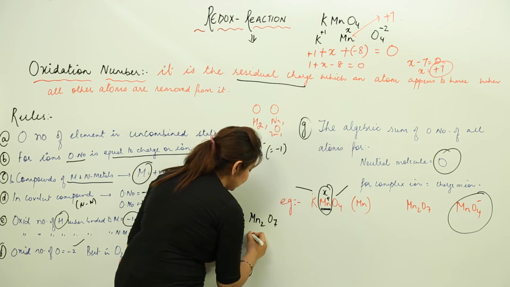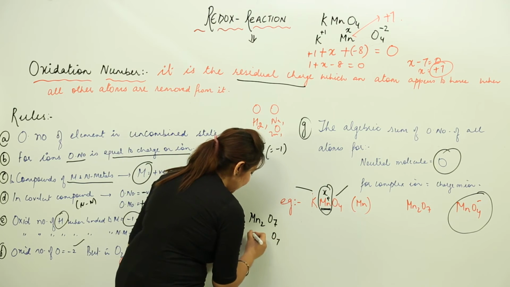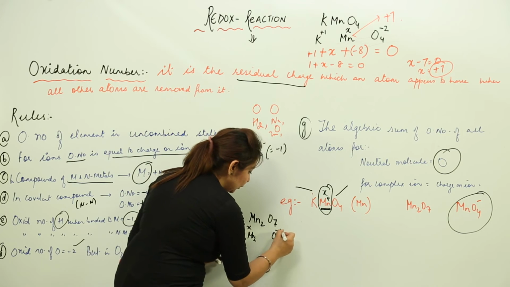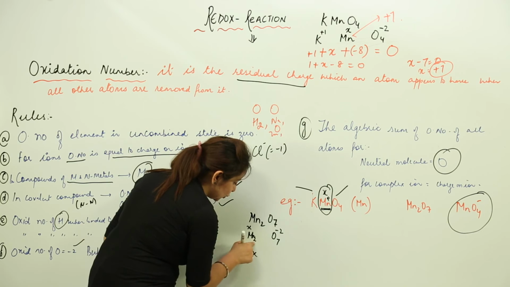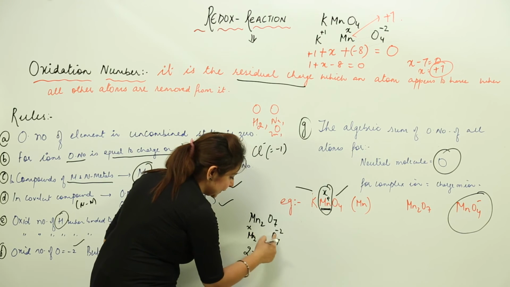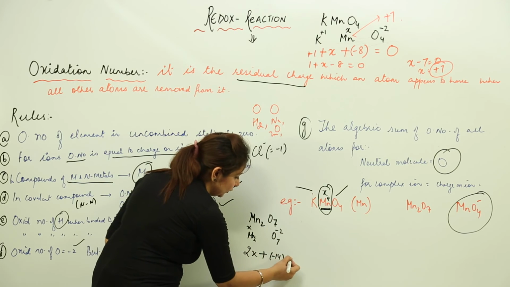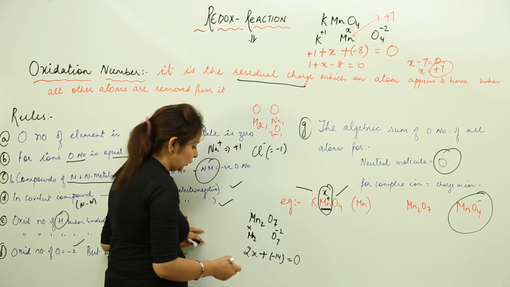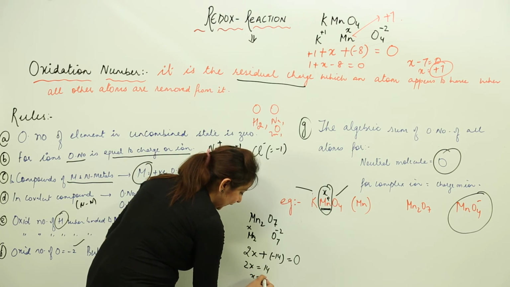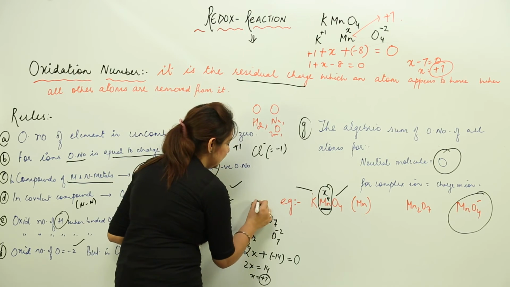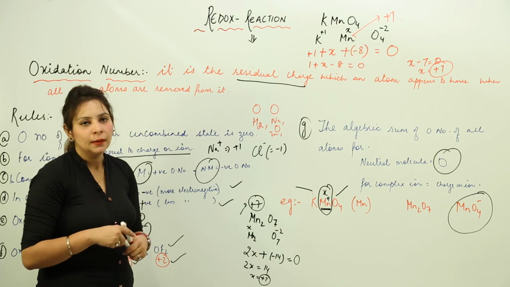Mn2O7. Again, I need to separate them. We need to find it for Mn2O7, and we know that for oxygen it is -2. So what we have? 2x, because 2 into x. Between 2 different atoms we put a plus sign, then -14. It is a neutral molecule, that means we need to equate it with 0. So it becomes 2x is equal to 14, x is equal to again 7. So in this case also the answer for the manganese oxidation state is again +7.